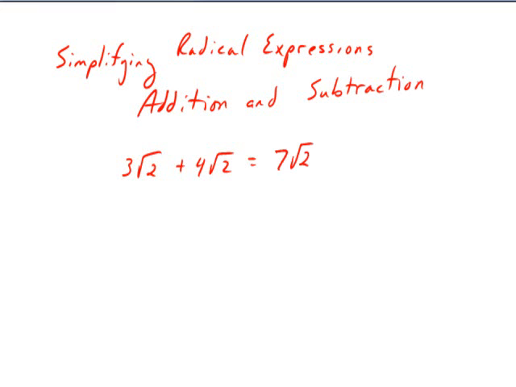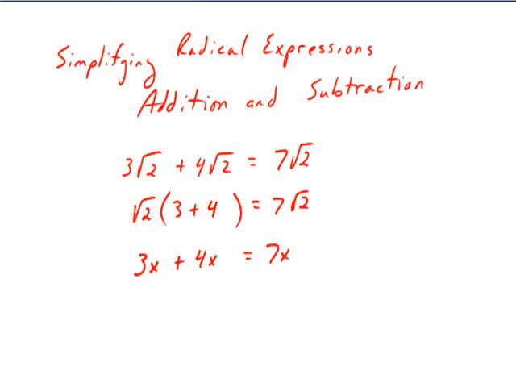the root 2. Mathematically, this is sound because I could factor the square root of 2 out of each of these two terms, leaving me with the sum of 3 plus 4. And then if I simplify 3 plus 4 to get 7, I have 7 root 2. This should also look familiar to you in working with variables such as 3x plus 4x, in which we can combine like terms to get 7x. So it's a very similar idea.